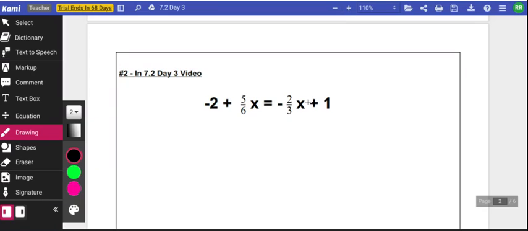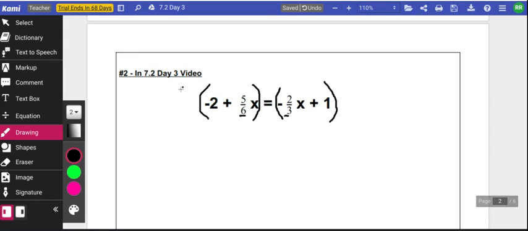So let's solve this equation by eliminating the fractions by multiplying both sides of the equation by the least common denominator or the least common multiple of those denominators. So I'm putting both sides of the equation in parentheses because I'm going to multiply it by the LCM of 3 and 6. So what is the least common multiple between 3 and 6? That would be 6, right?